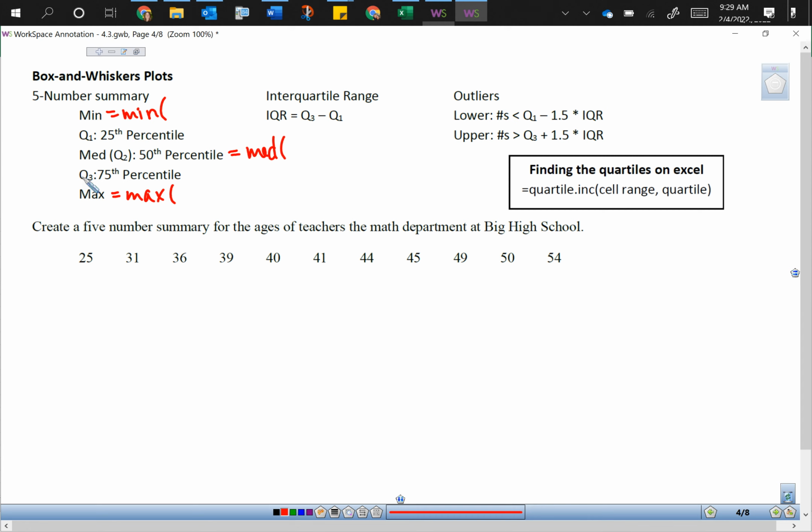So, here we have create a 5-number summary for the ages of teachers in the math department at Big High School. I have all these numbers. The easiest one to find is my minimum. What's my minimum here? 25, so I'm just going to label it like that. What's my maximum? 54. We're going to label it like that.